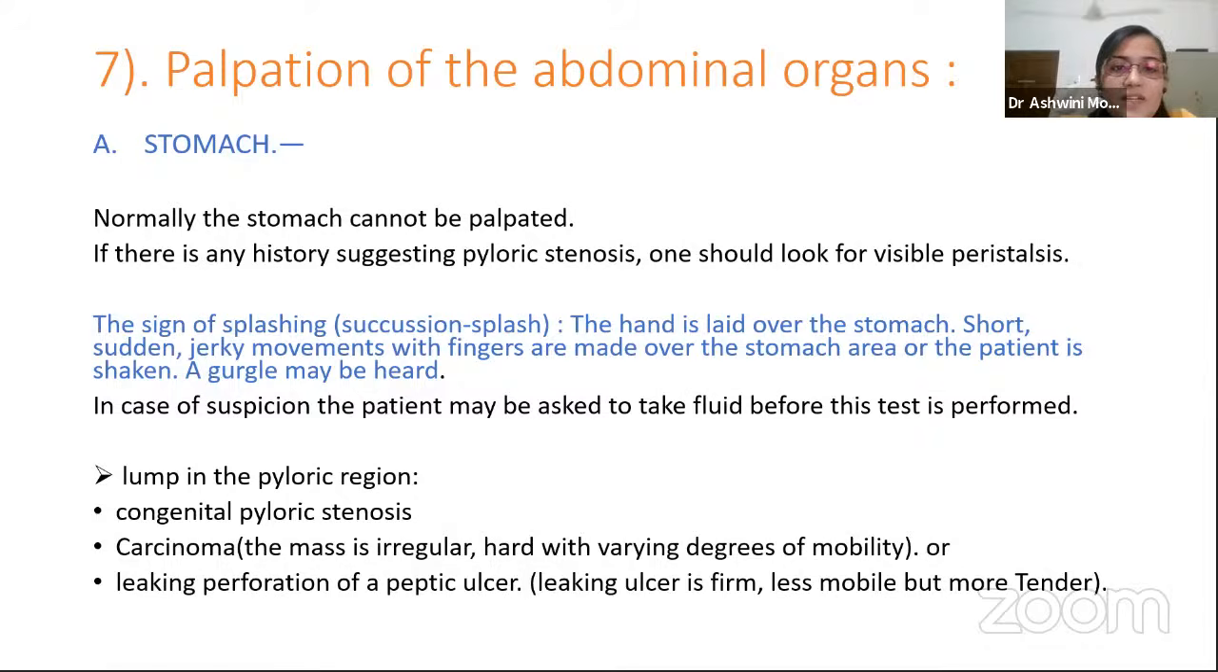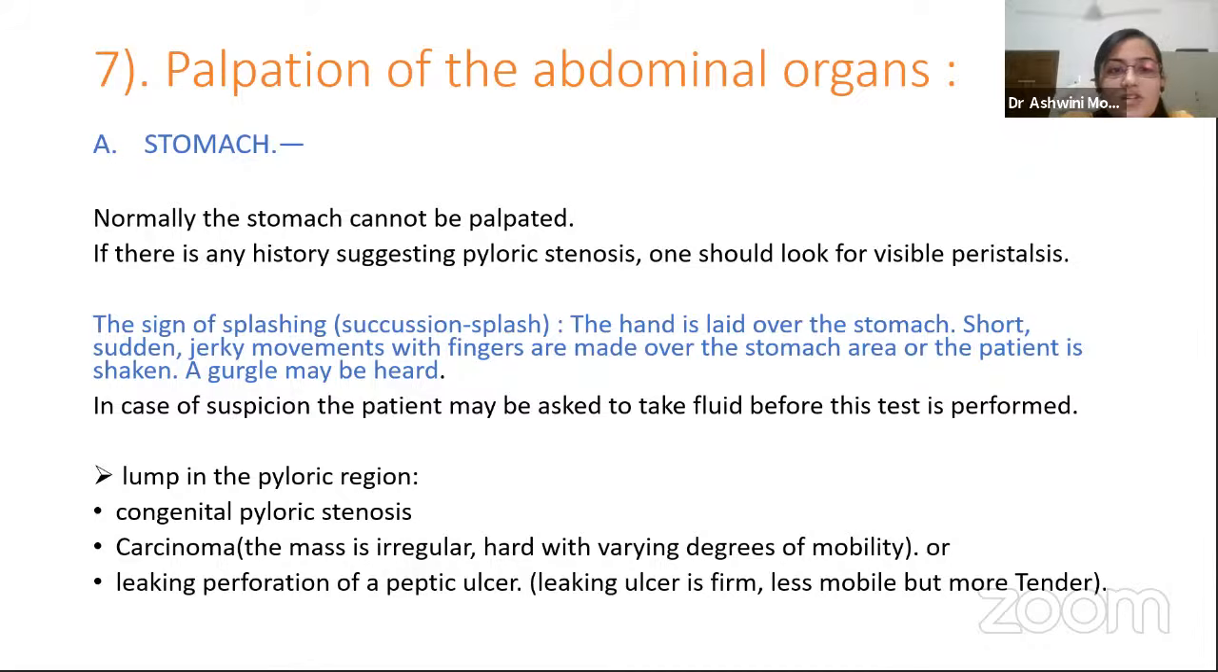The sign of splashing or succussion splash: the hand is laid over the stomach. Short, sudden, jerky movements with the fingers are made over the stomach area, or the patient is shaken, and the gurgling sound will be heard. In this, we are not using a stethoscope first. We are just doing some jerky movement of fingers, and we are hearing the sound. It is not a percussion, it is not an auscultation. This is the palpation, in which we can see the succussion splash. This can be identified during the auscultation also. In auscultation, we are hearing this gurgling sound with the help of a stethoscope.